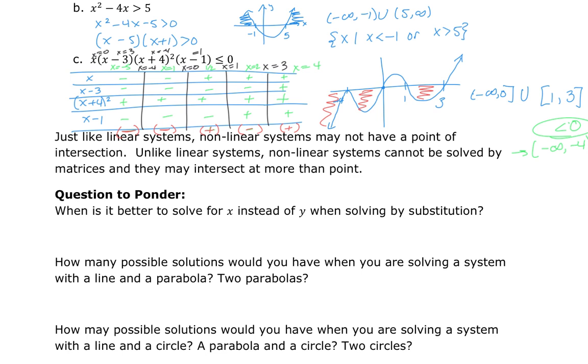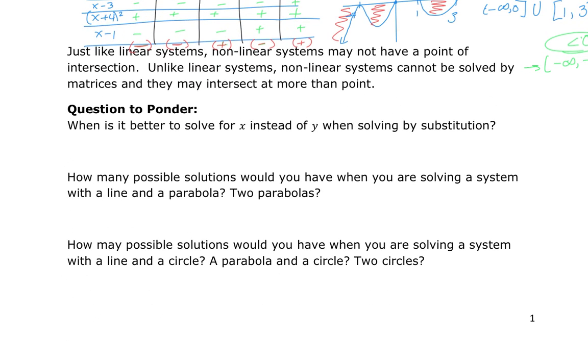So if I was graphing a circle and a line, I can have the circle and the line not touch at all. I can have the circle and the line touch once, or I can have the circle and the line touch twice. So sometimes we're going to solve by substitution, and occasionally we can solve by elimination, but not necessarily.